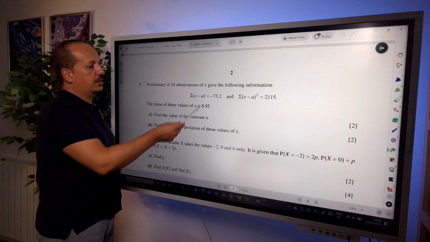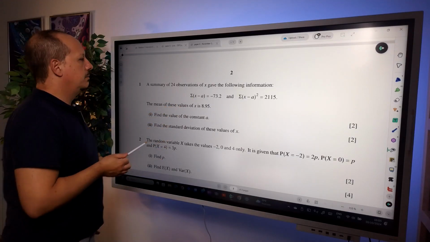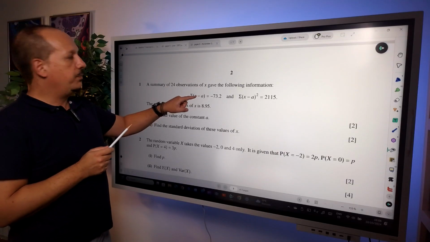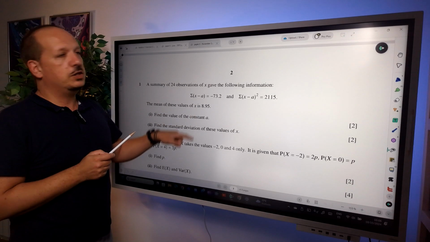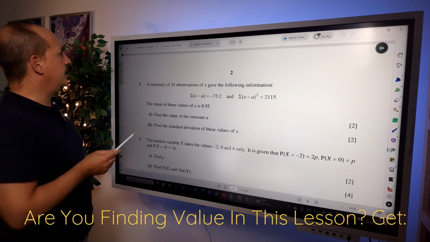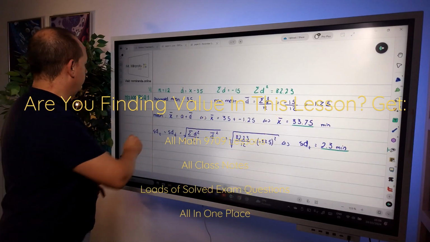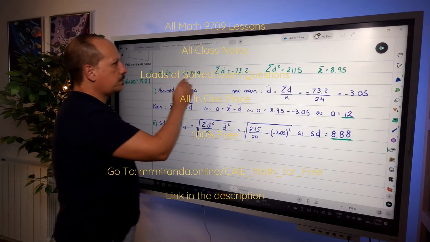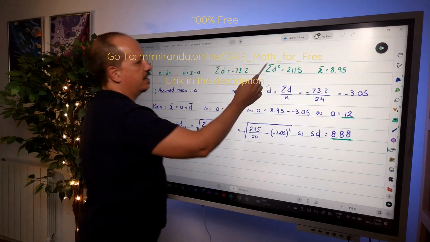So this means what? This means that your assumed mean is a. You don't know what it is, but it is a. Instead of knowing the value of the assumed mean, you know instead the mean of these values, which is 8.95. So now you have to find the value of the constant a, the value of the assumed mean. Let's write down the information first.